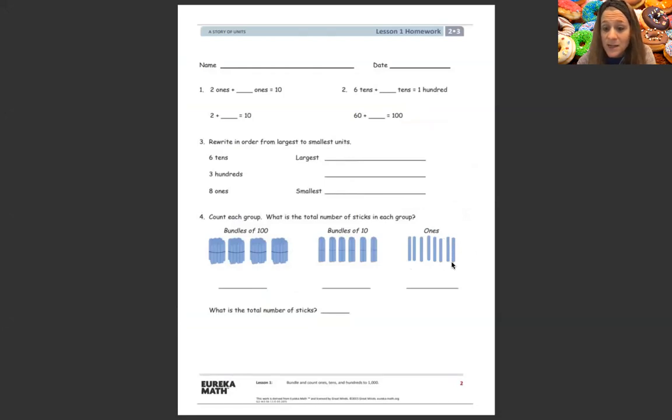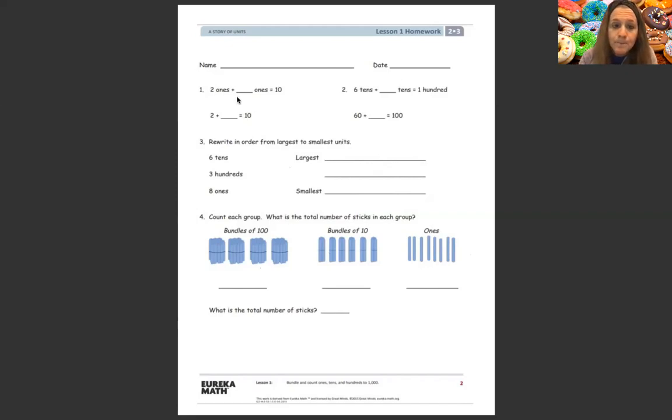So there are single straws down here that are the ones. There's one straw, two straw, okay, and so on. And if you look here, they bundled up 10 straws at a time and put a rubber band around them. And then they took 10 of those bundles, one group of 10, another group of 10, all the way until they had 10 groups of 10, and they bundled those straws into groups of 100. So 10 groups of 10 is 100. But anyway, we'll get down to that in a minute.